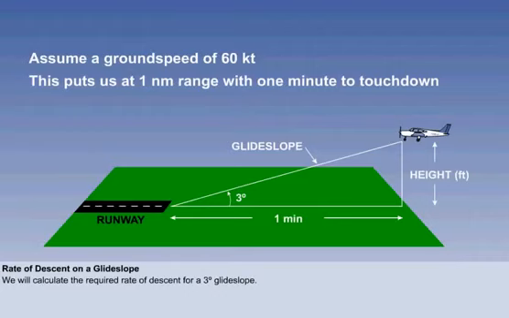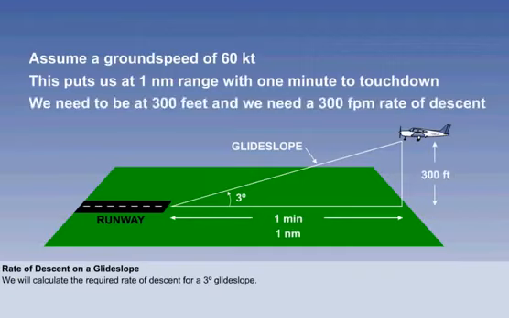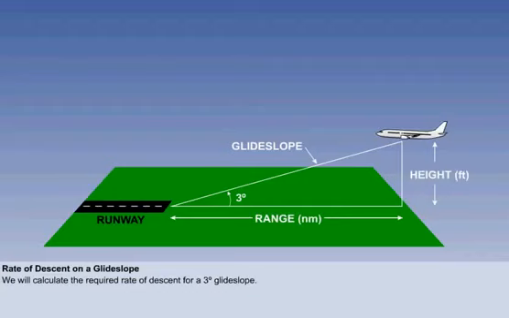On a 3-degree glide slope, what height do we need to be when we're 1 mile from touchdown? 300 feet. So, we have 1 minute to touchdown and we're at 300 feet. We need a rate of descent of 300 feet per minute. Now assume that we've graduated from training and we're in a regional jet. The approach airspeed is 130 knots, and again we've got 10 knots down the runway. Our approach ground speed is now 120 knots.